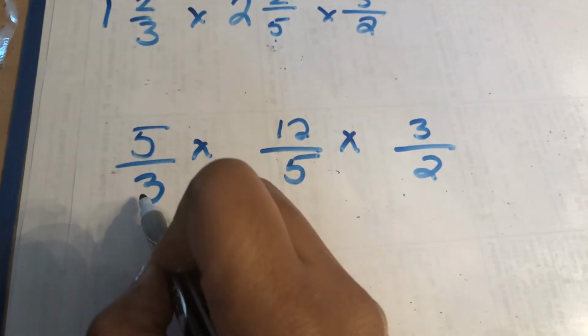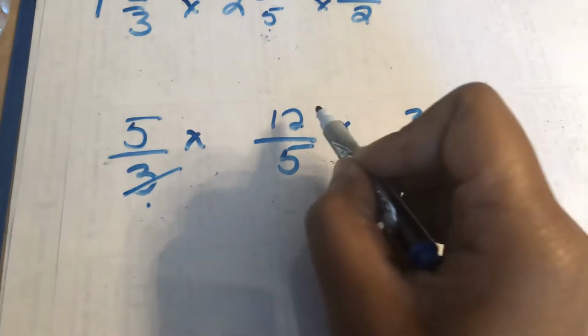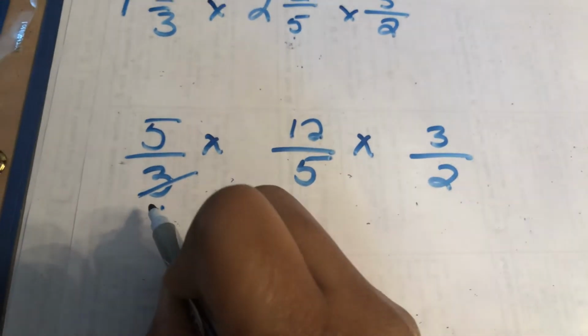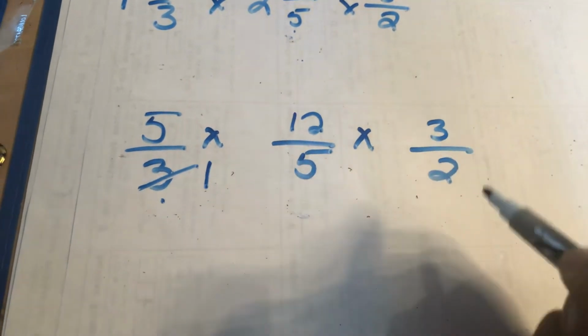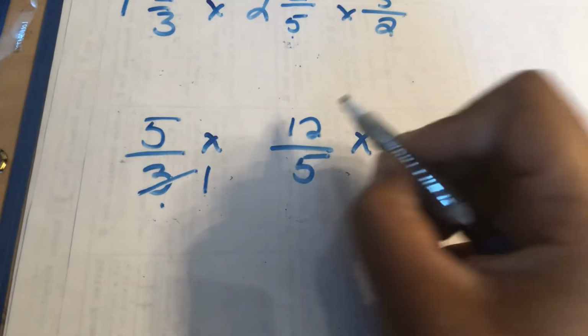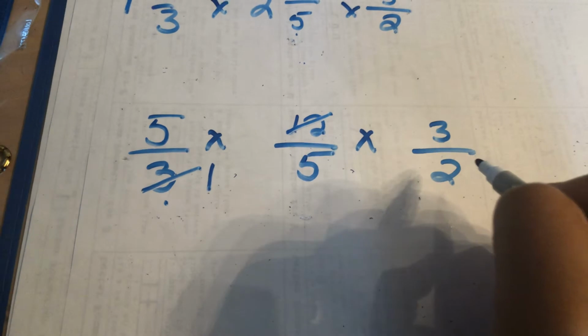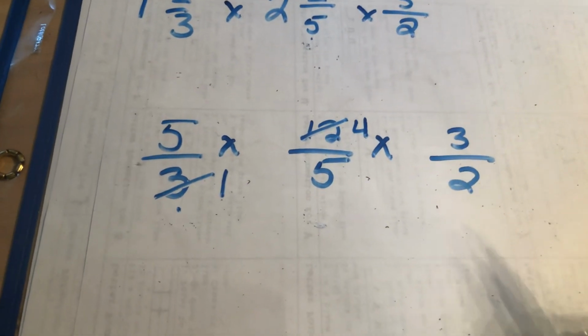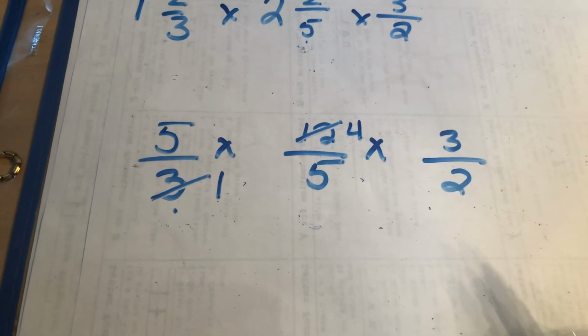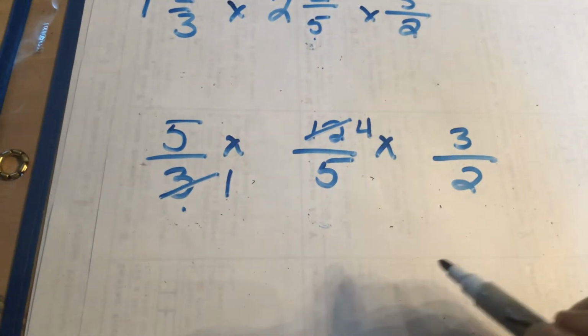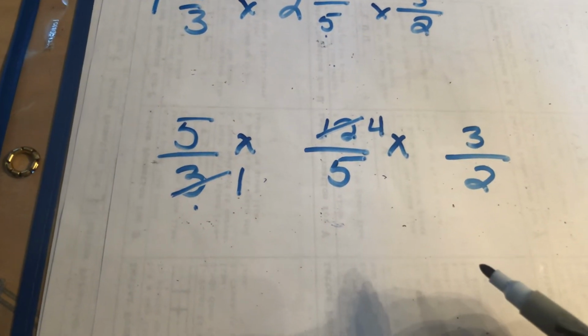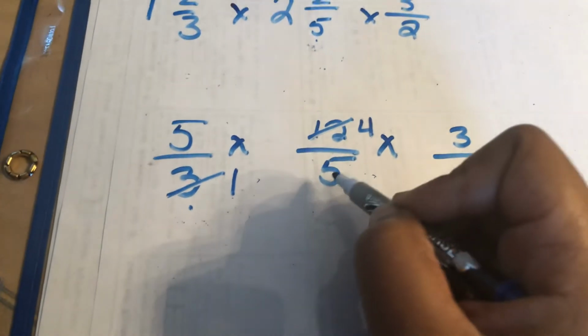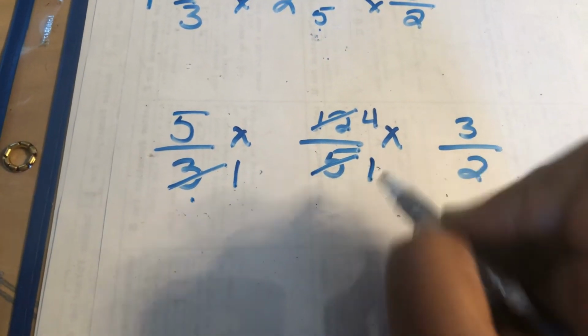All right, so we have 3. 3 can go into 12. So 3 can go into 3 one time. 3 can go into 12 how many times? I believe it's 4, right? So now, let's go ahead and try this. Now we have 5 and 5. 5 can go into each other, right? So 5 goes into itself one time. 5 goes into itself one time.